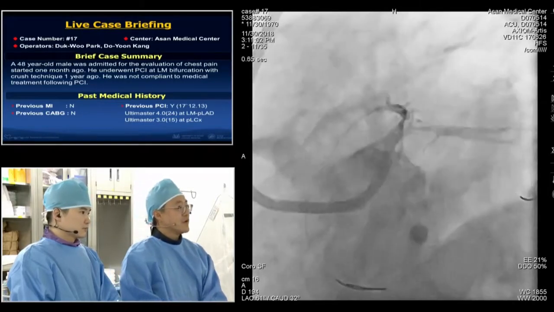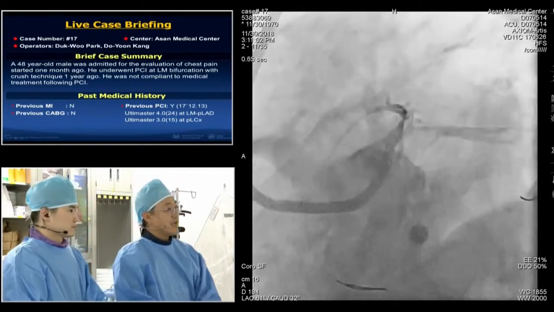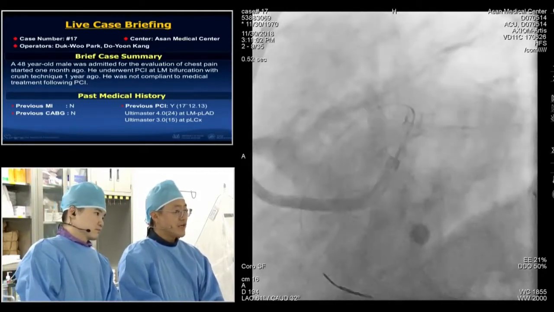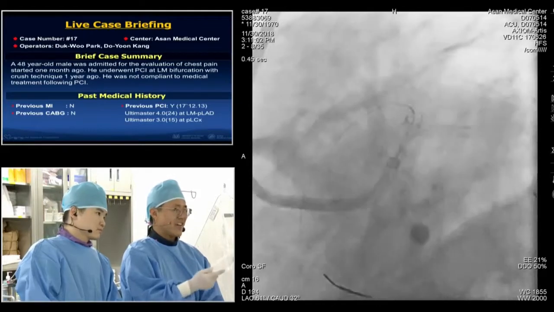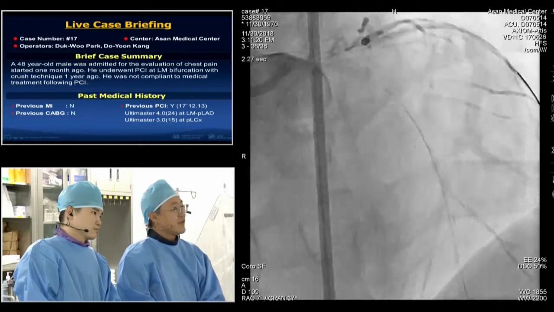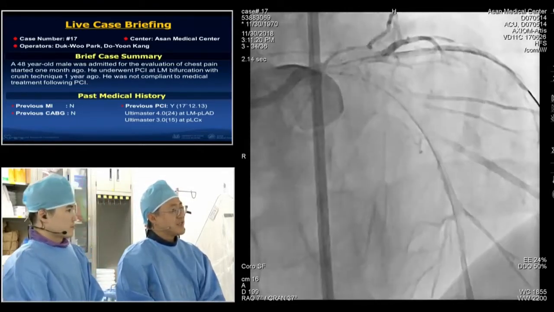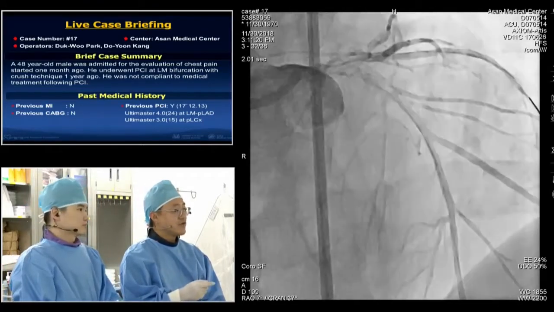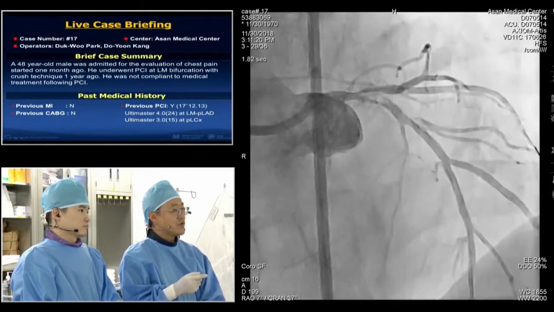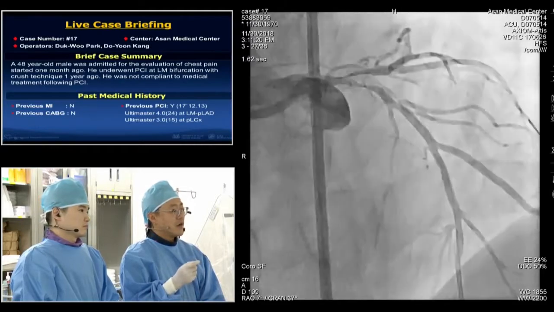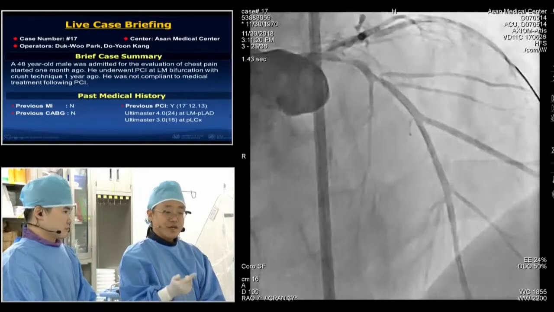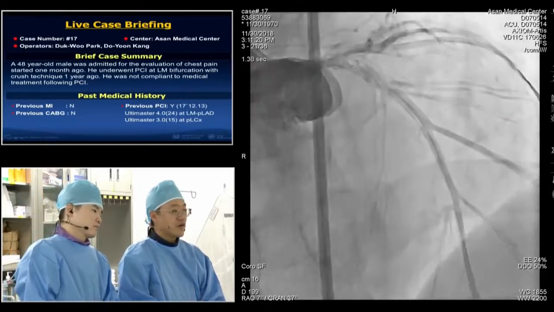This is the spider view, and this is the jailed guidewire. We can see the circumflex ostium looks very tight, and the LAD ostium also looks very tight. This is the epicranial view. We can see it is definitely an in-stent restenosis region. The proximal LAD looks very tight, and also the distal part of the LAD stent has some haziness. So we checked the intravascular ultrasound.